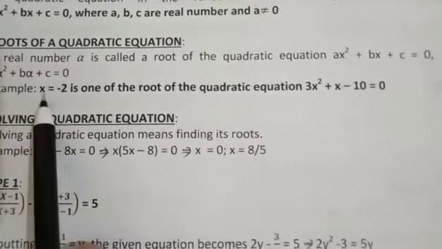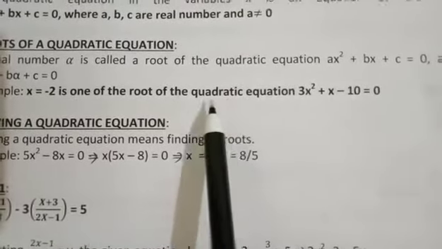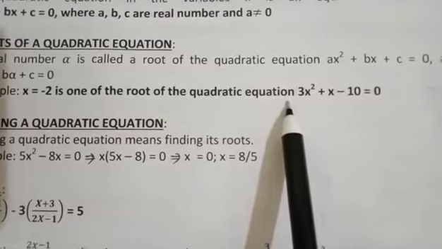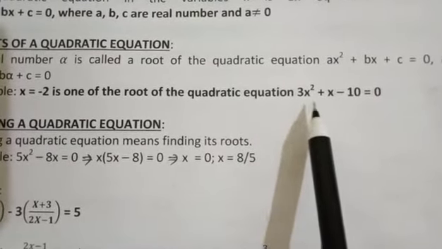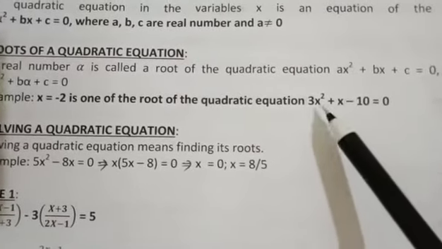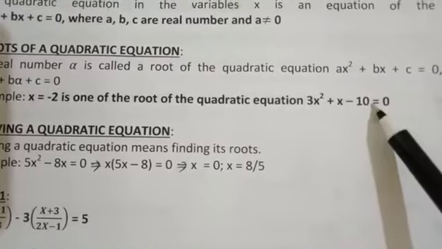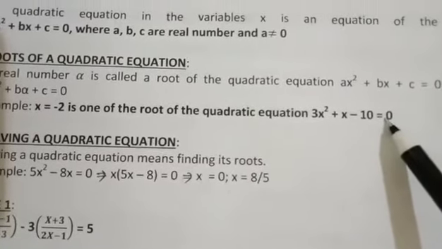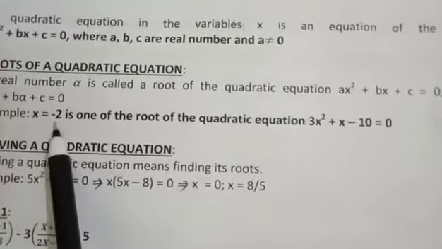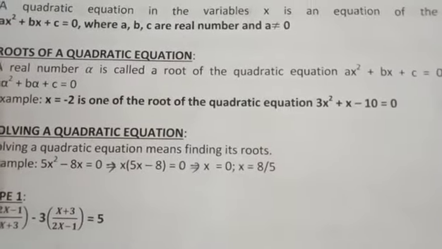Let x = -2 be one of the roots of the quadratic equation 3x² + x - 10. It means that when I put the value of x as -2 in this quadratic equation, the answer will come as 0, and therefore x = -2 becomes the root of the quadratic equation.